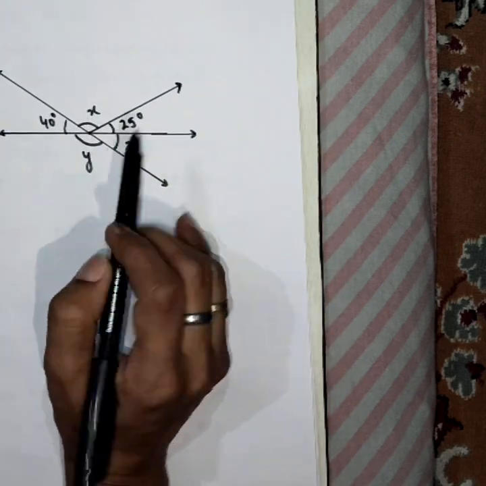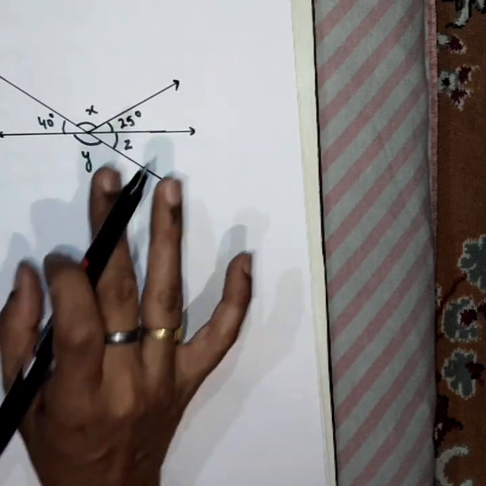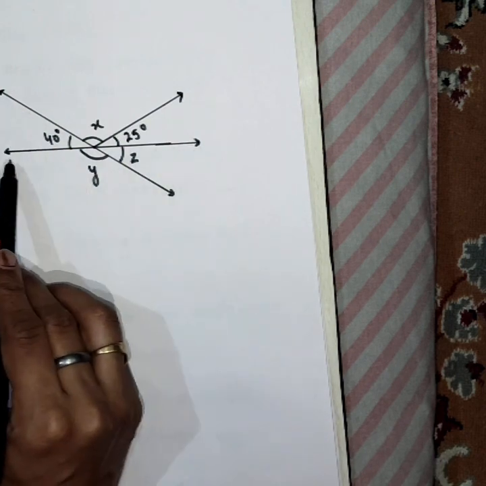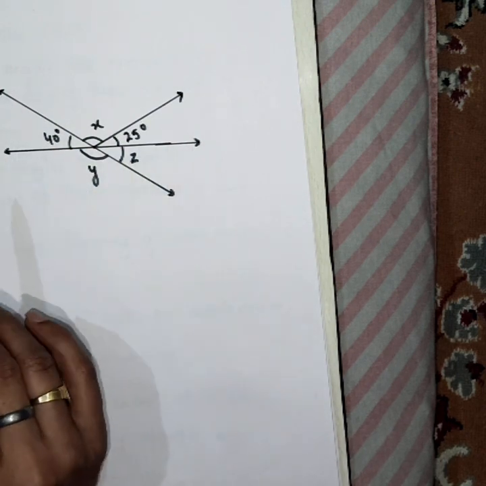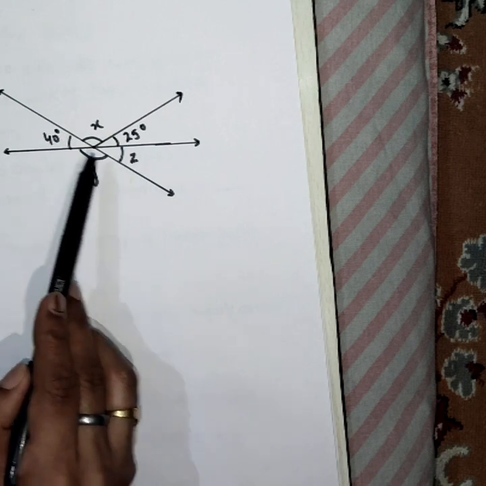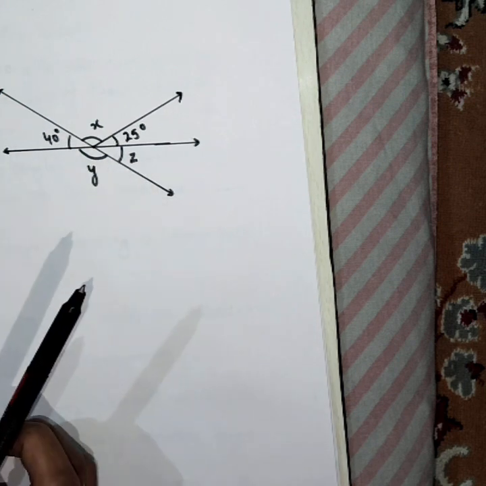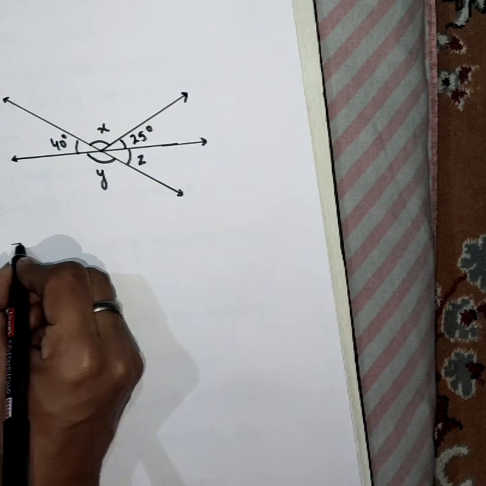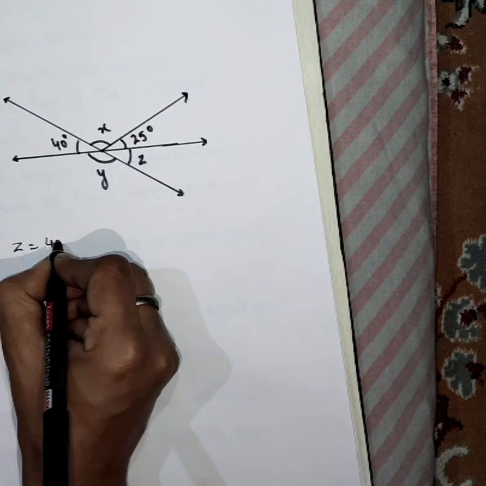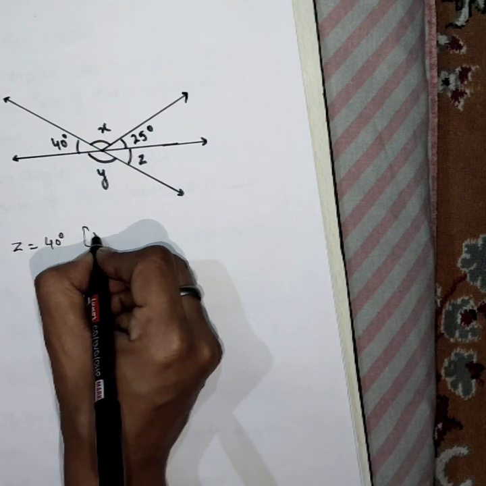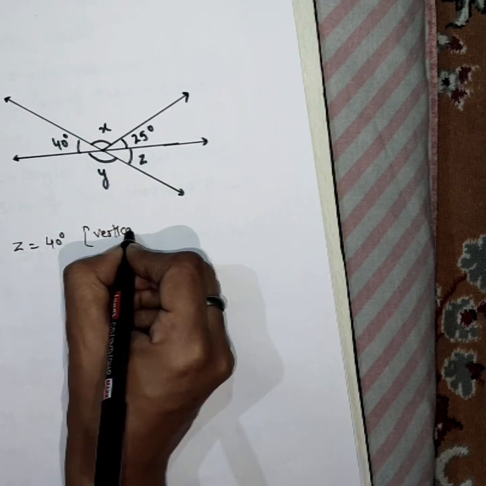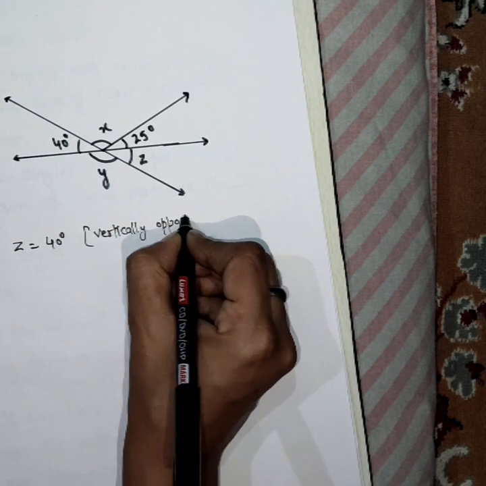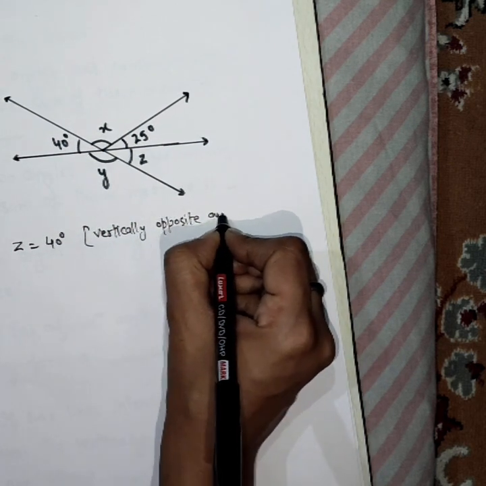Next is: find x, y, z angles in this figure. Now check. This and this, these both are intersecting lines, and angle z and 40 make a vertically opposite angle. So these both angles are equal. So angle z is equal to 40 degrees because these are vertically opposite angles.